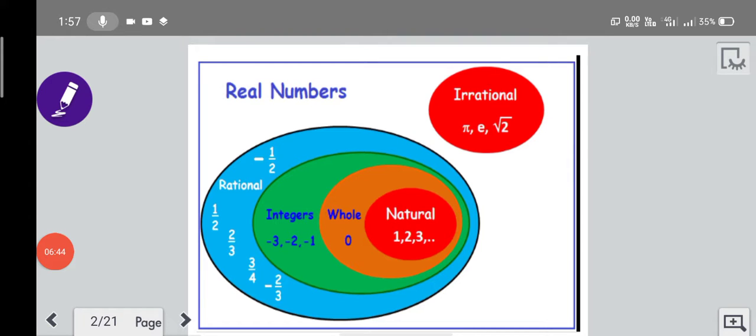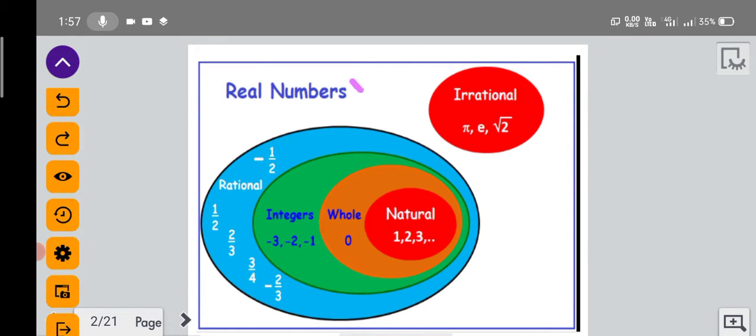Now coming towards the end of the number system, the combination of rational numbers and irrational numbers is called the real numbers. So real numbers are the combination of rational numbers and irrational numbers. The combination of all rational numbers and irrational numbers is called real numbers.